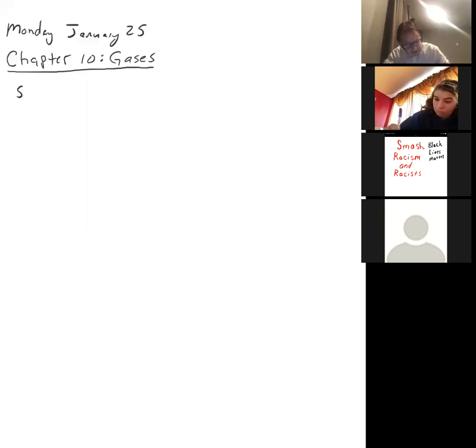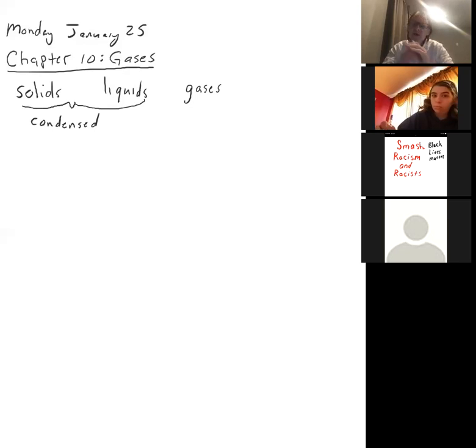There are solids, liquids, and gases. Now, these two types of matter are often referred to as condensed forms of matter. And really what that means is they're pretty dense. The atoms or the molecules are pretty close to each other. So when we think about a solid, the atoms or the molecules are really close to each other.